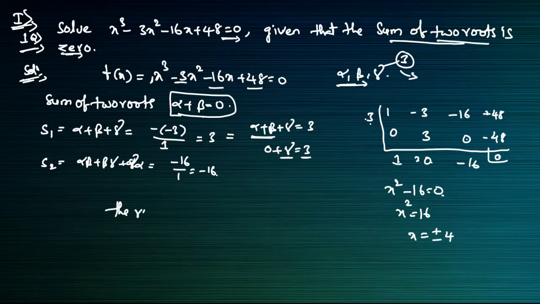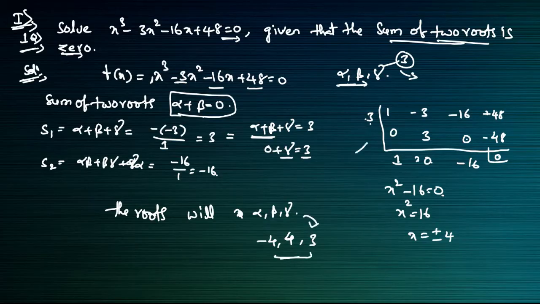The roots will become alpha, beta, gamma. So in this, minus 4, 4 and 3, these are the three roots we will get from this equation. So this is the answer here: minus 4, 4, 3 are the roots.